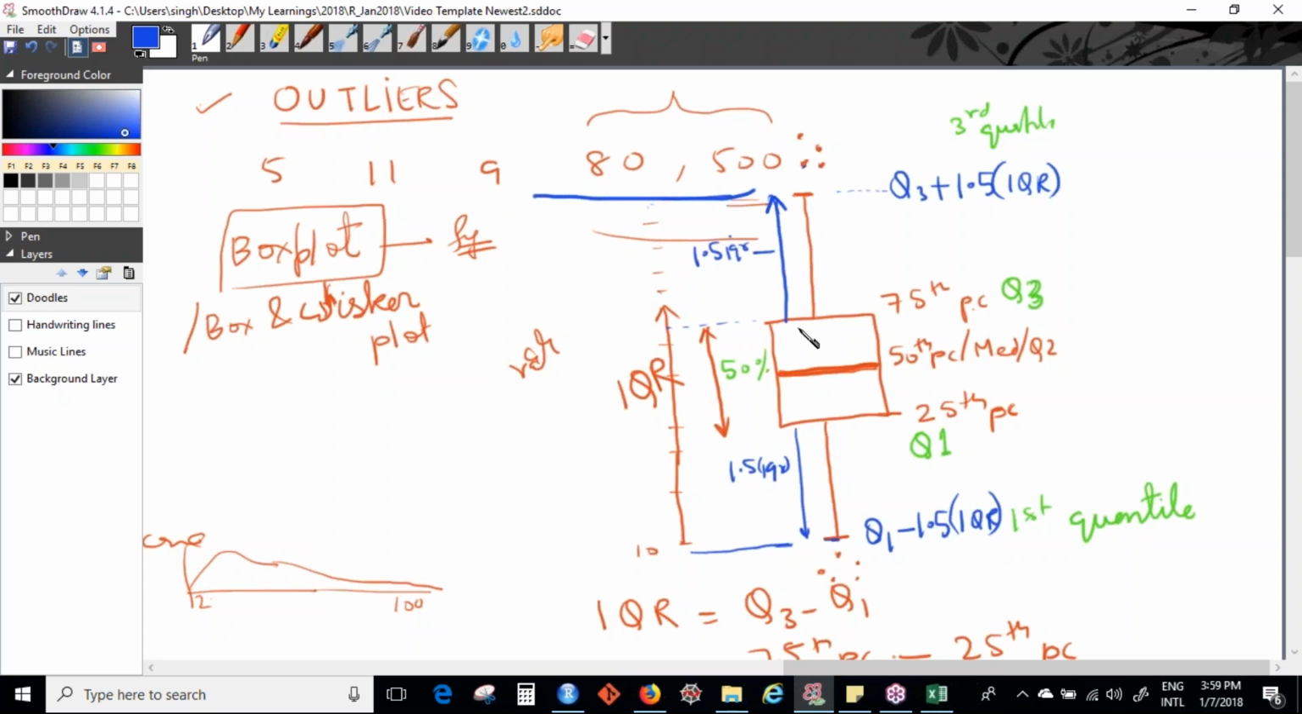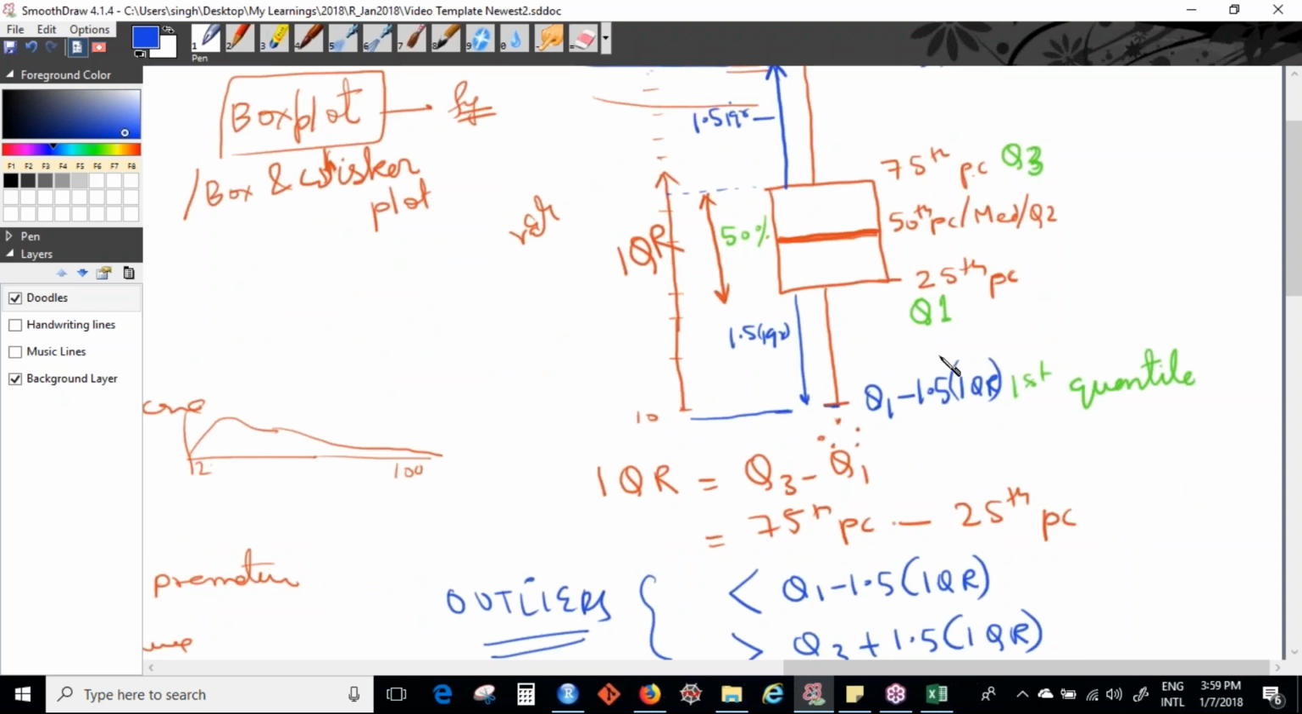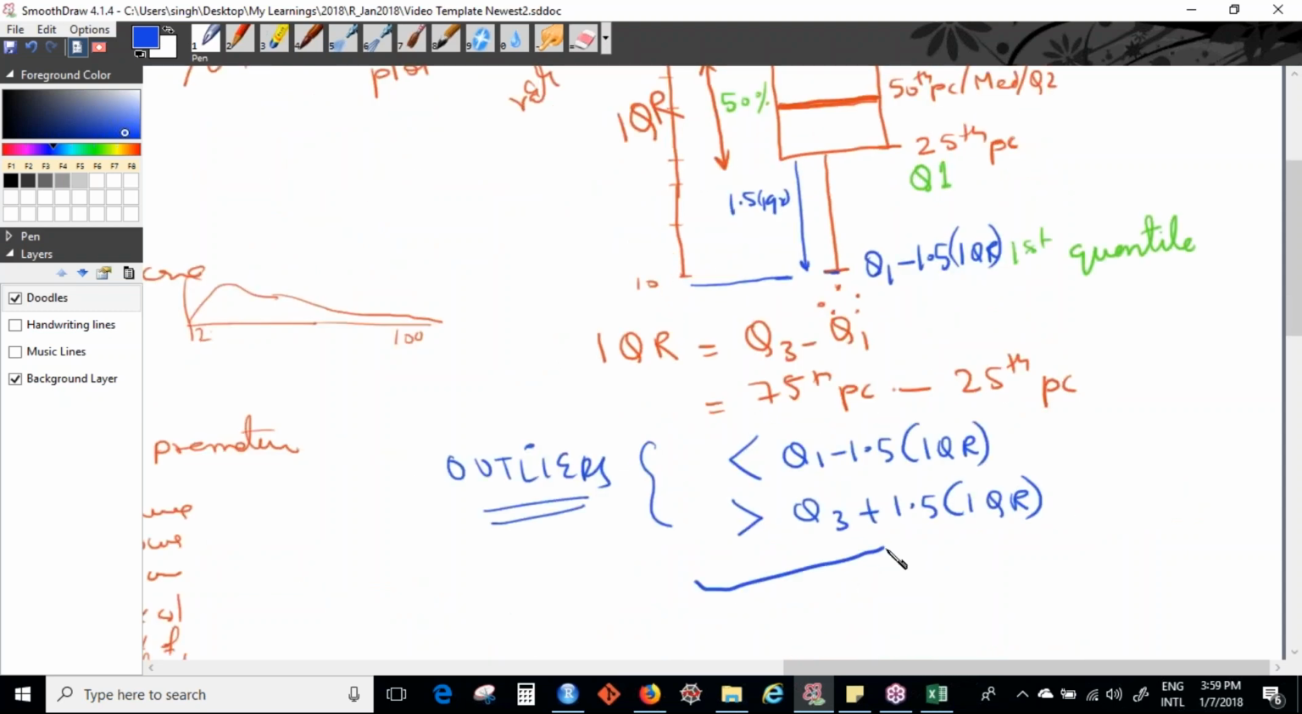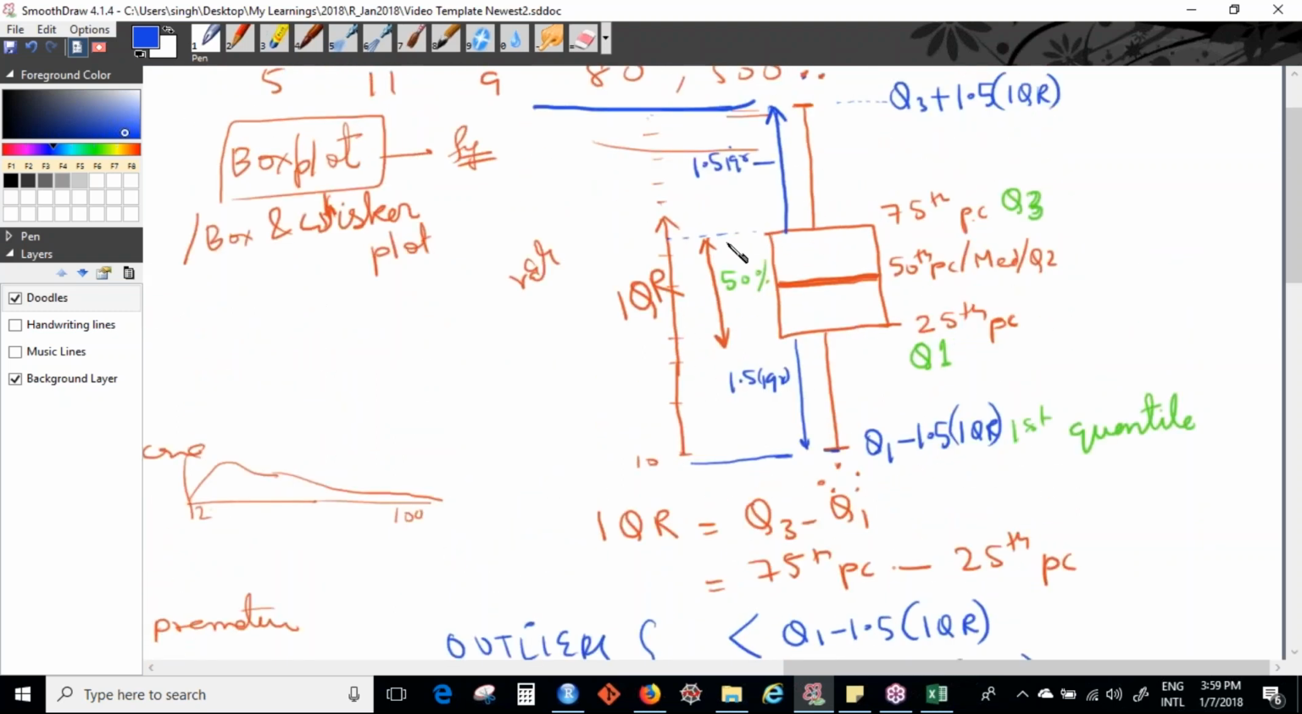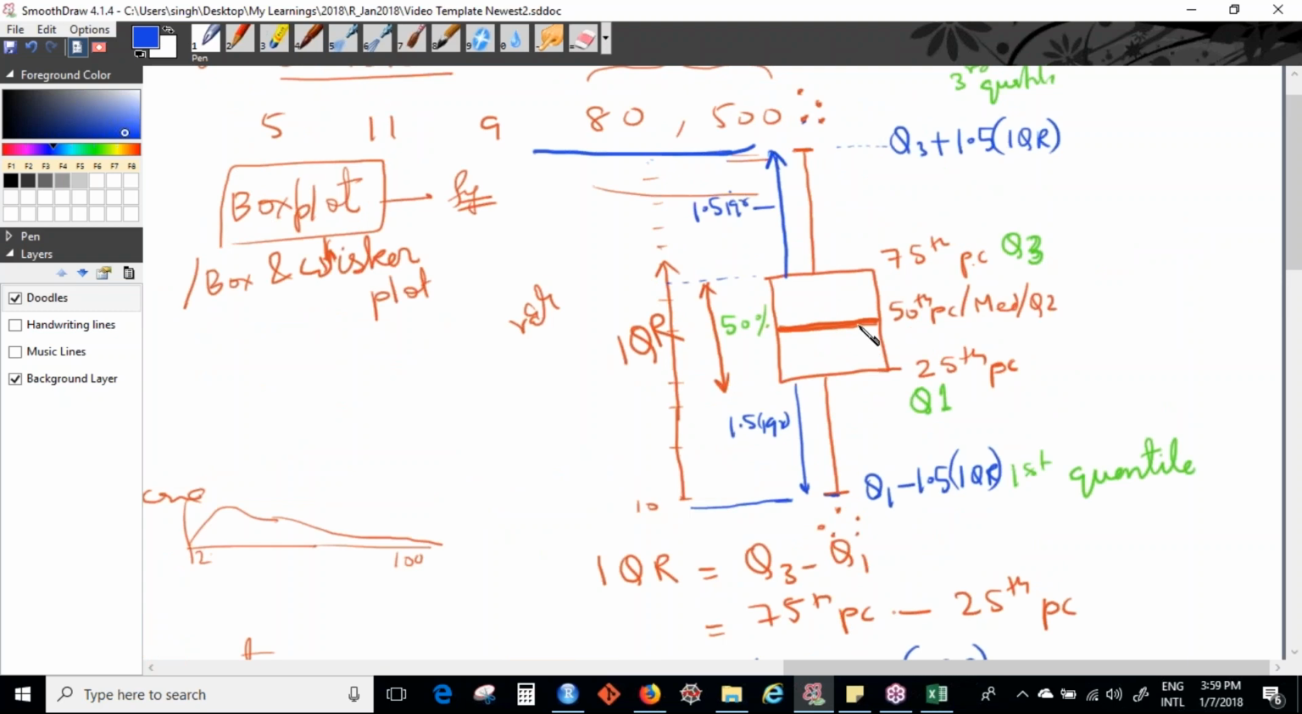So you will draw this box and tell them that this is the first quartile, this is your third quartile, you have the median in between, and you have this interquartile distance. Whatever is above your Q3 plus 1.5 times the interquartile distance, or whatever is below Q1 minus 1.5 times the interquartile distance, is your outliers. So this is a very common interview question. You just have to remember this, and you will remember. It is not very difficult also.